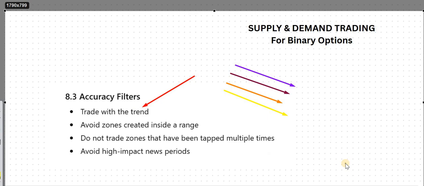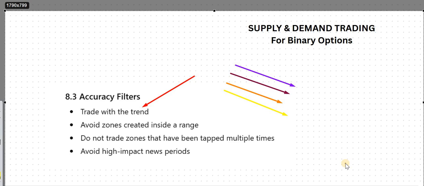Then that which I've just shown you, you see it at the bottom. Now you can see that the trend is supporting it, right? So you're going with the trend. After you draw your demand zone, then you know you are having the right filter to go ahead with the next step. Then you have to avoid the zone created inside range.